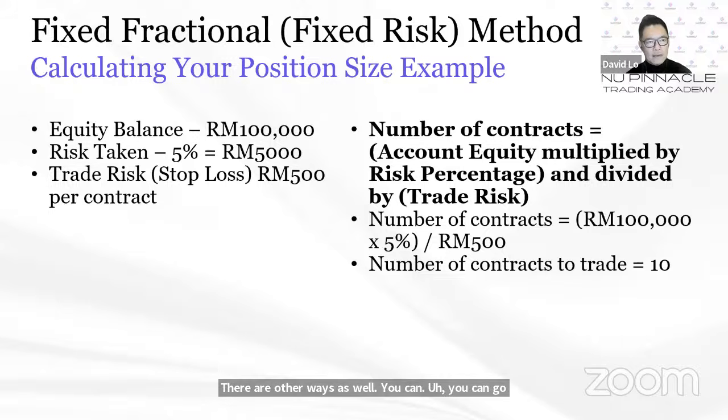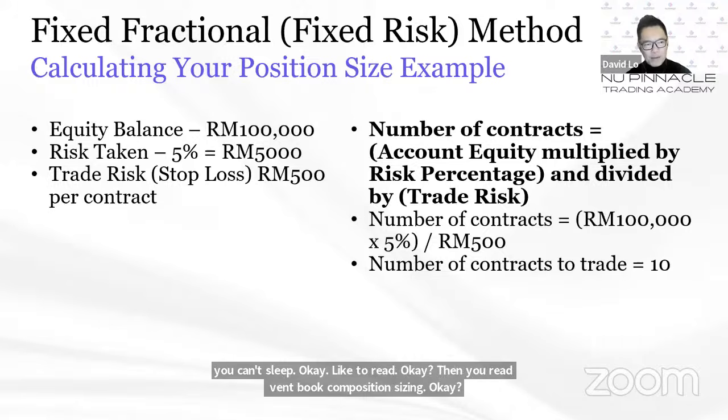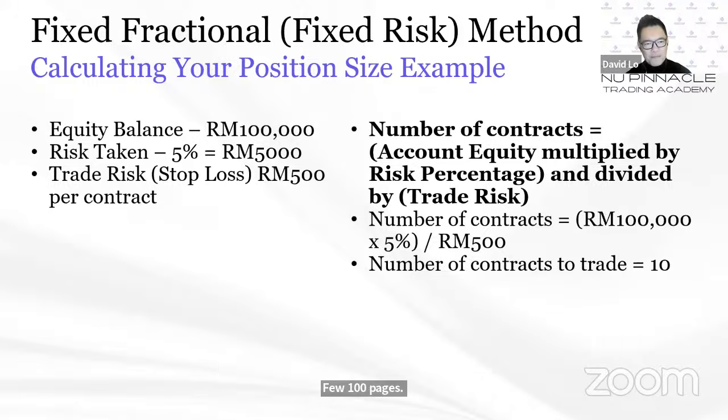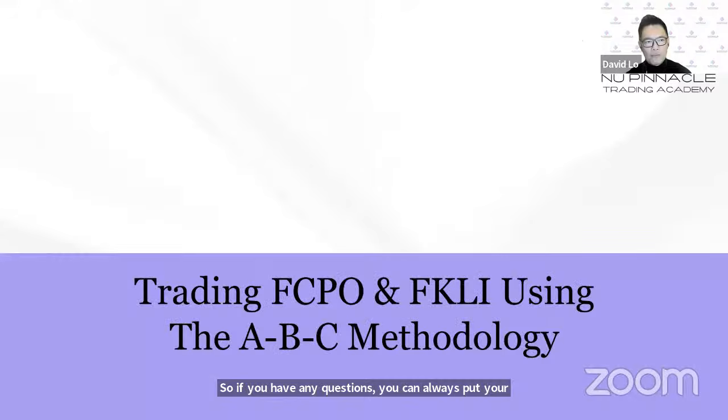One of the good money management and position sizing books is written by Van Tharp. Van Tharp is a Bible. If you can't sleep and like to read, then read Van Tharp's book on position sizing, a few hundred pages, but it's a solid Bible for position sizing. If you have any questions, you can put them later in the chat box or the Q&A. Okay, we move on.